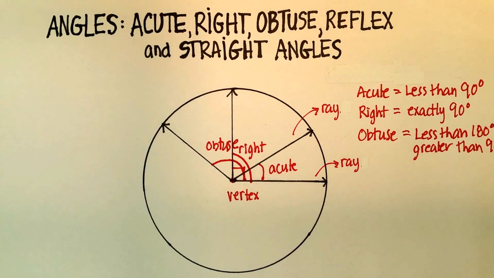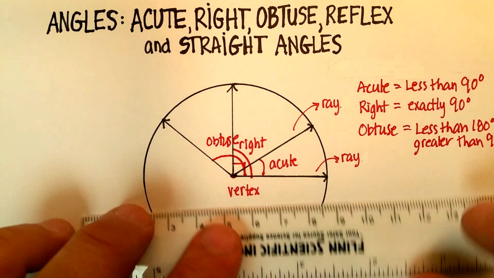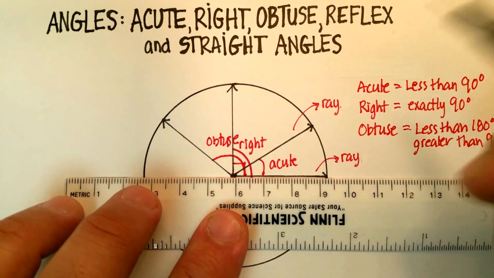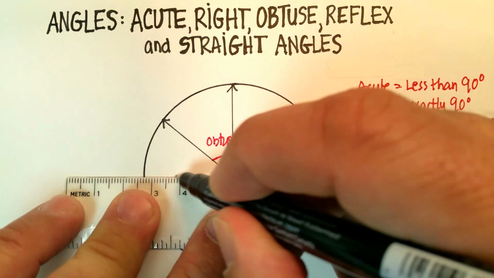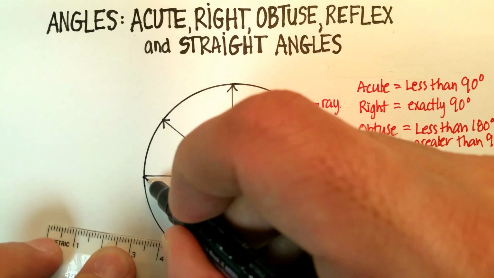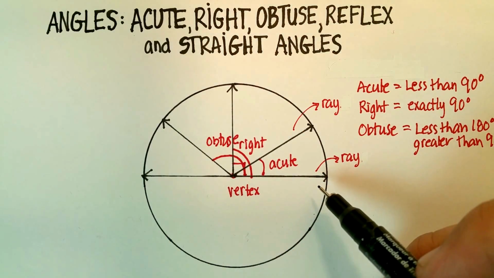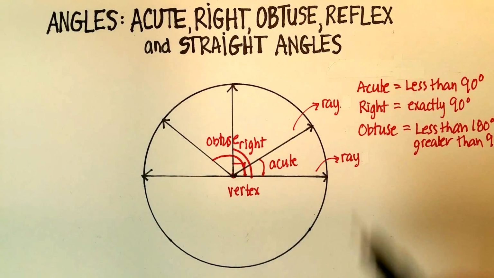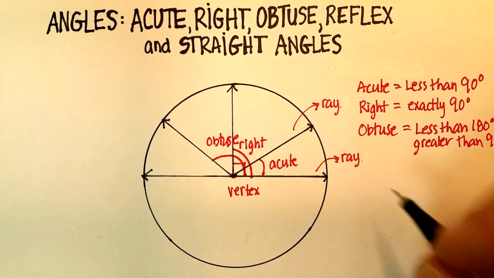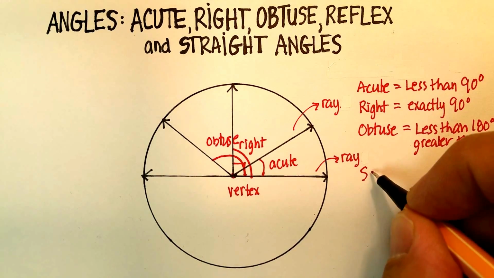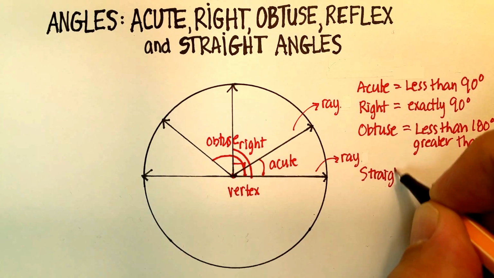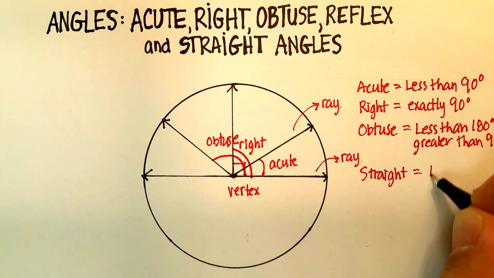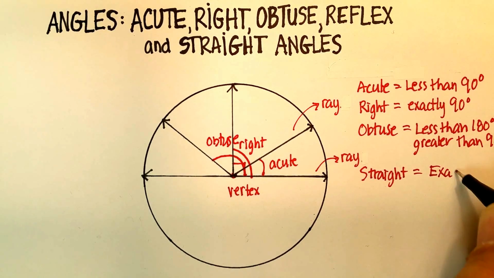Now, when I go straight across, all right, so here's one ray going this way, and here's a ray going another direction, exactly in the opposite. You might recognize that as also a diagonal of this circle. A straight angle has exactly 180 degrees. Let me just write that over here.